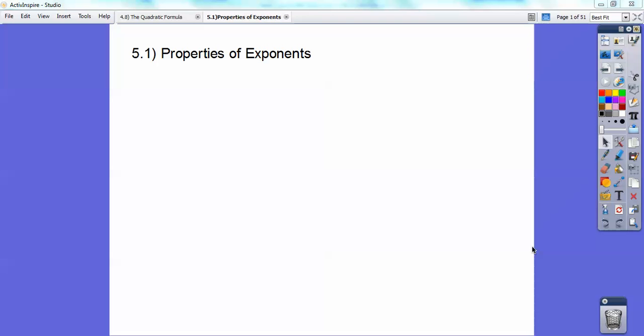This Algebra 2 lesson is about 3 or 4 lessons from your Algebra 1 class combined. Let's go ahead and get started with this here.